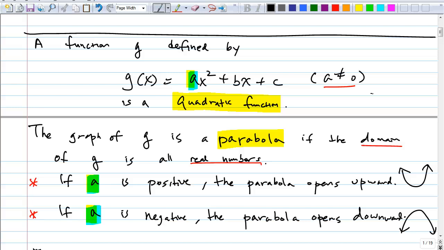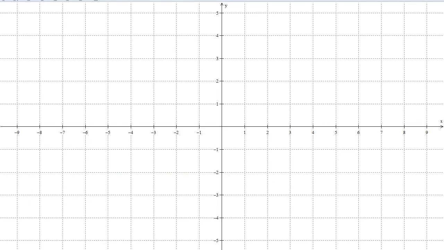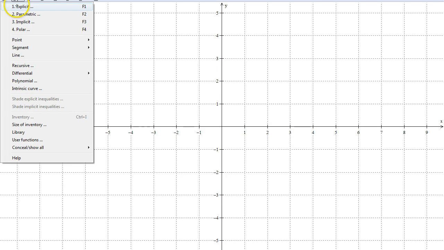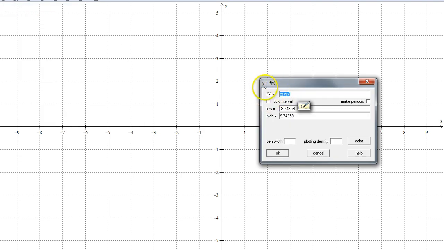All right, so let me show you how this works. Remember that program that I showed you last time? This one here? I'm going to actually plug in a parabola. So I'm going to put in an equation. And look what it says. Remember? It says y equals f of x. You see, this one takes the equation in function form.